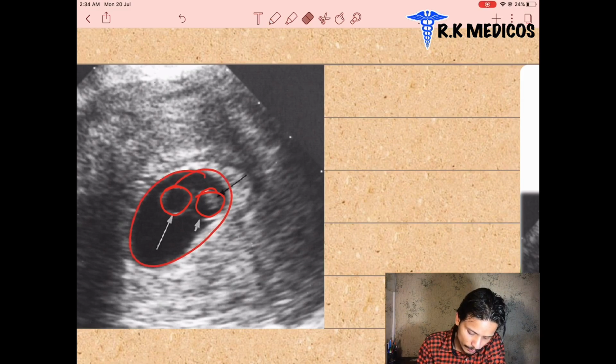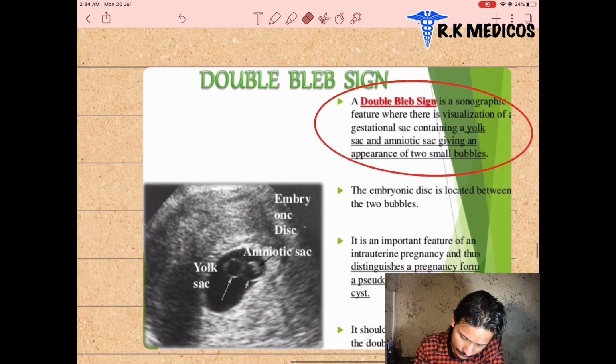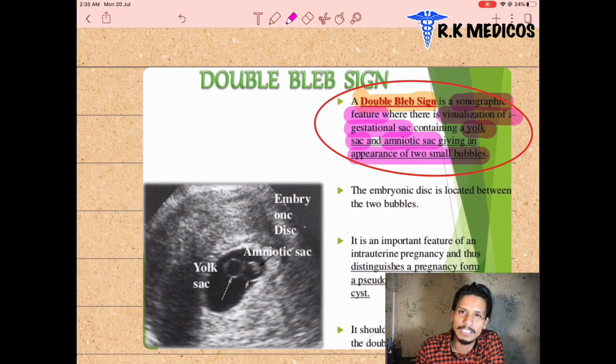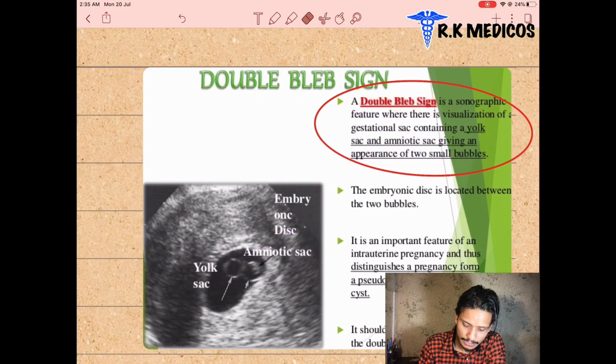Next point we are going to see, you can also read here, the double bleb sign. The double bleb sign is a sonographic feature where a gestational sac contains the yolk sac and the amniotic sac, giving an appearance of two small bubble-like structures. That is also seen here, the embryonic disc, the amniotic sac and the yolk sac. So it is the picture view of our second week of development.